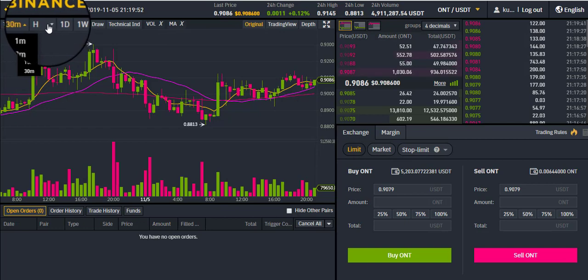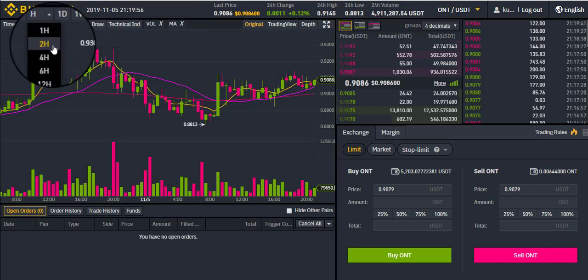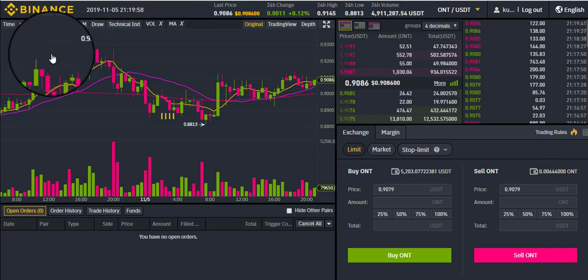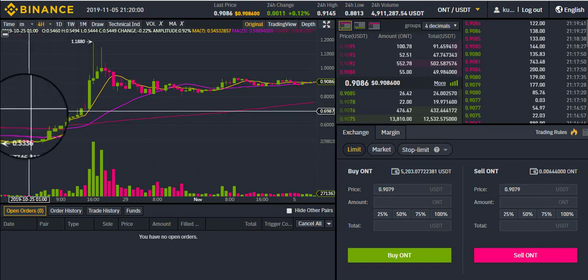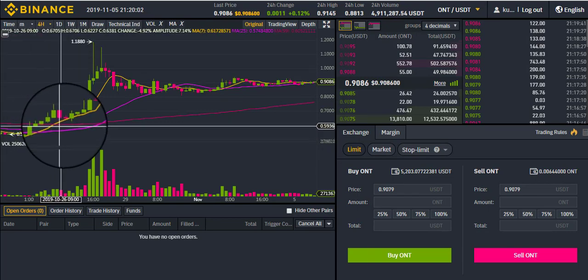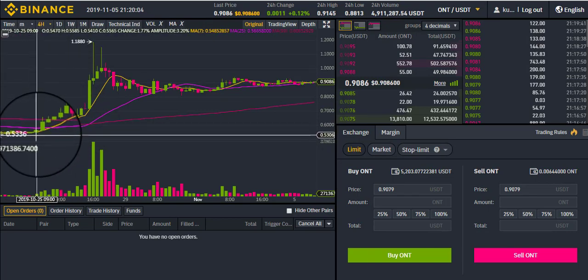So if we head to the top and swerve to the right, you will see an H. The H stands for the hourly timeline. So if you click the drop down, you see an hour, 2 hours, 4 hours. If you click on the 4 hour, the chart will change. This will show you the 4-hour price action.